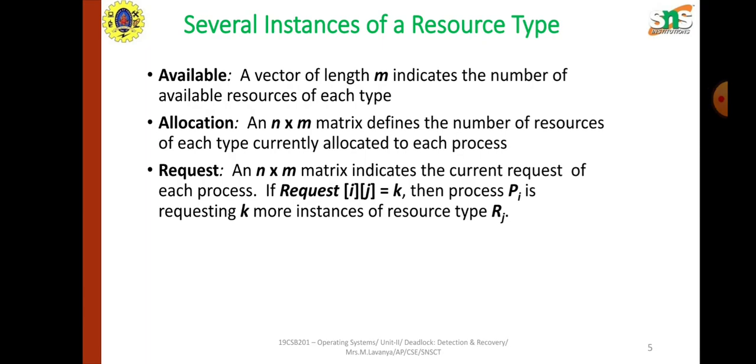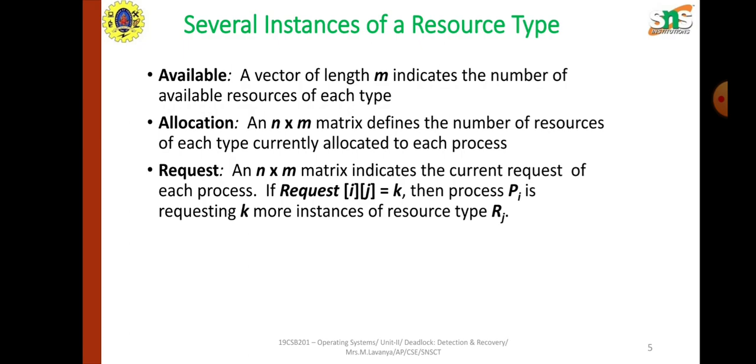Under deadlock detection, we have already seen the deadlock detection we use for single instance of resources. For single instance of resources, just as in deadlock avoidance we used the resource allocation graph, for deadlock detection we will be using the wait for graph, and we have seen the construction of the wait for graph.